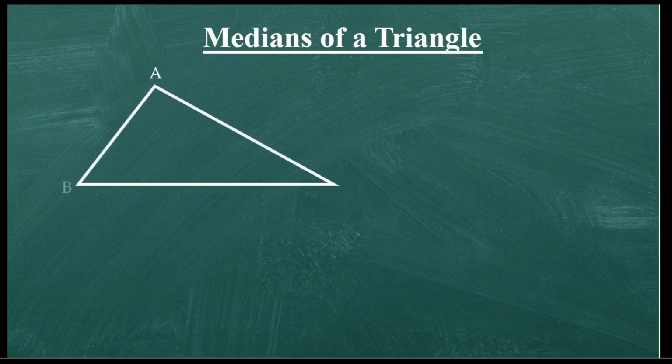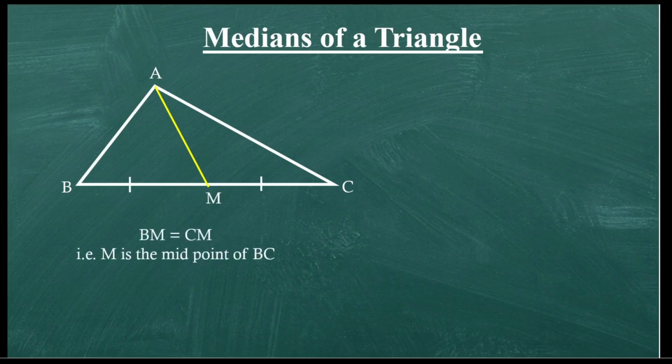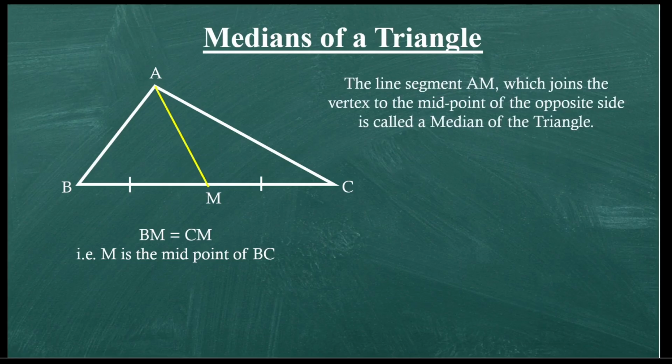Consider a triangle ABC. Now from the vertex A, if I draw a line segment AM in such a way that M is the midpoint of BC, that means BM and CM are equal, then such a line segment AM is called a median of a triangle. So what is the median? The line segment which joins the vertex to the midpoint of the opposite side is called a median of a triangle. Do we have some more medians in a triangle?